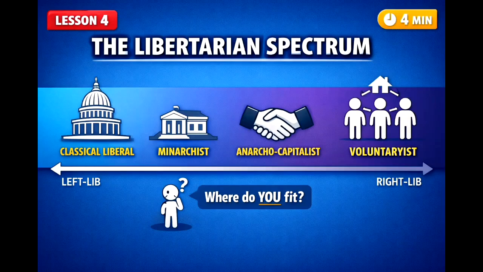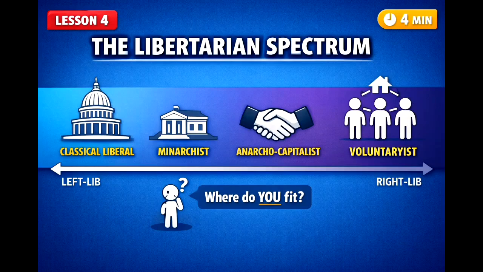Now we're getting to the more radical end of the spectrum, Anarcho-Capitalists. These folks say even that minimal government is too much. They believe all government is inherently aggressive because it's funded by taxation, which they see as theft. Anarcho-Capitalists think everything government does, including defense, police, and courts, could be handled by private, voluntary institutions: private security firms instead of police, private arbitration instead of courts, private defense agencies instead of a military. They believe in absolute free markets and zero government. Every interaction should be voluntary.